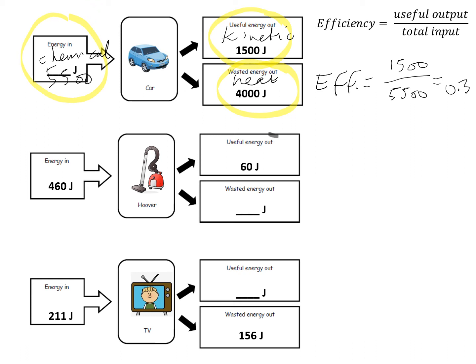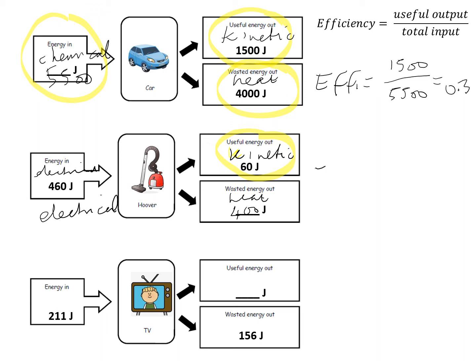So here we've got useful output. I want yellow. I've got my useful output here, 60 joules. Now it's a hoover, so what's useful is the moving, the suction of it, which is the kinetic energy. Kinetic. Okay, the wasted output is heat. Now we've got 460 joules going in, which means we must have 400 joules here of wasted heat energy coming out of this vacuum cleaner. The energy in is electrical.